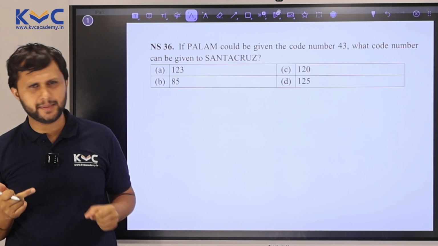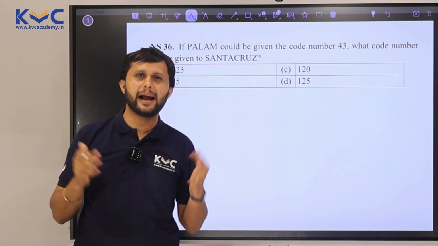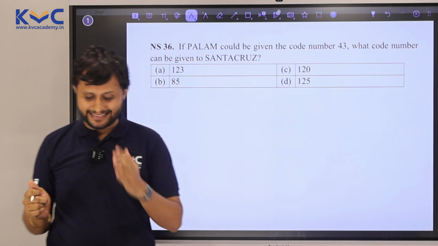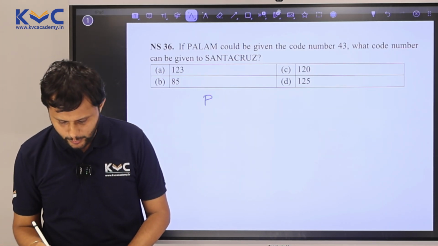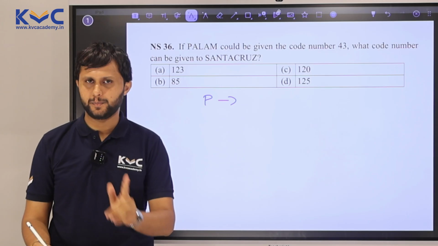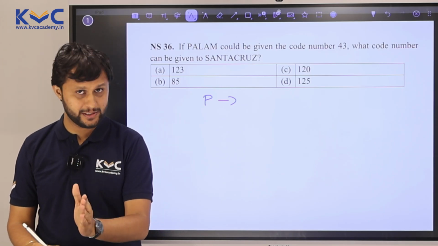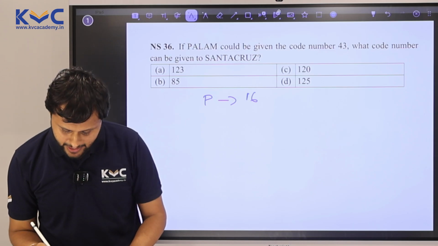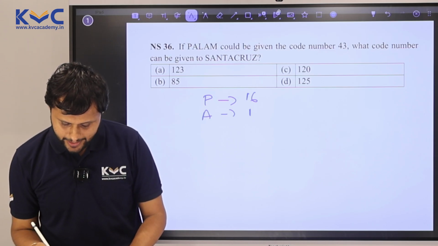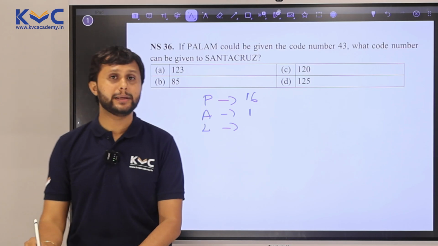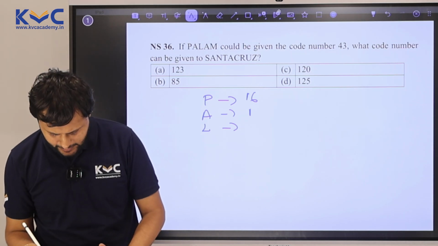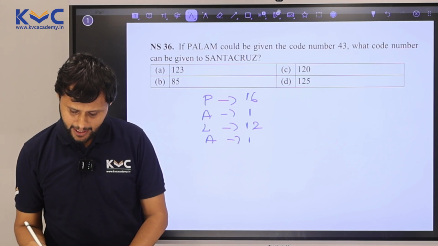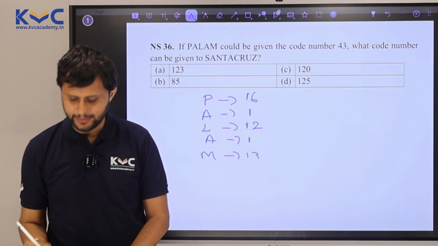We did that once, remember? It was A equal to 1, something like that was given, and we had to calculate. So we'll try this same logic. What is P equal to? M, N, O is 15, P is 16. Okay, fine. We have A is equal to 1. We have L equal to 12, right? Yes, A is equal to again 1, and M is equal to 13.